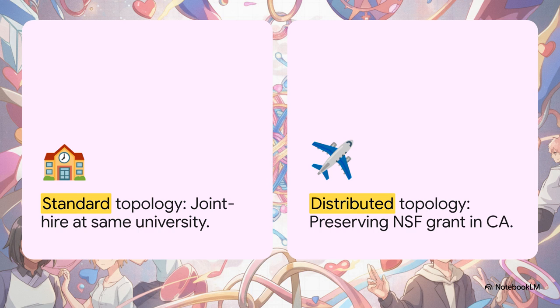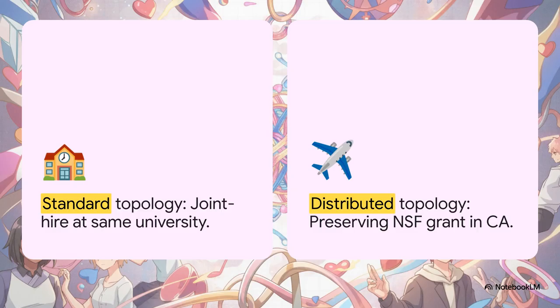The narrator's university offers them a joint hire. They could finally have the standard topology, living in the exact same city, working in the exact same department. But accepting it means destroying the distributed topology they've mastered and forcing Lila to abandon a massive 5-year NSF grant she just secured out in California. They are suddenly forced to impartially weigh converging geographically against honoring the incredible individual shapes they've grown into.